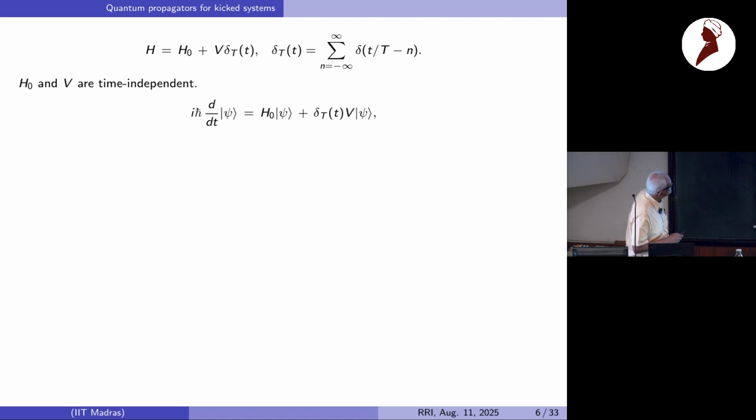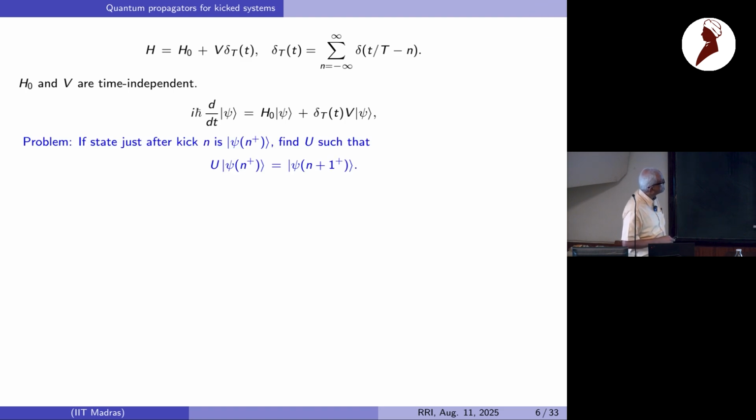So we have a Hamiltonian, which is the sum of two parts. One is H0, can be anything, plus a potential, need not call it potential, but let's call it V, it's time independent. All the time dependence is in this series of delta kicks, okay? So it's exactly that Floquet system that we are looking at, and this is Schrodinger's equation for a time evolving state psi, which we would like to solve.